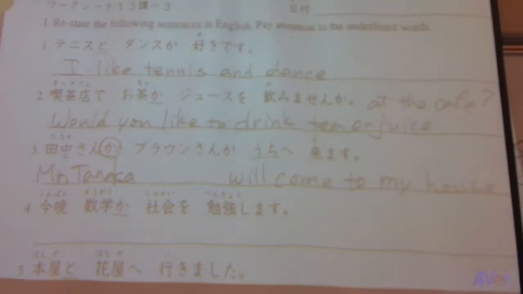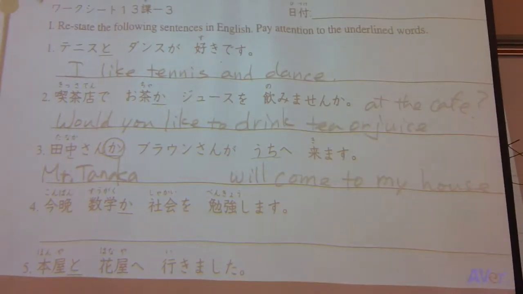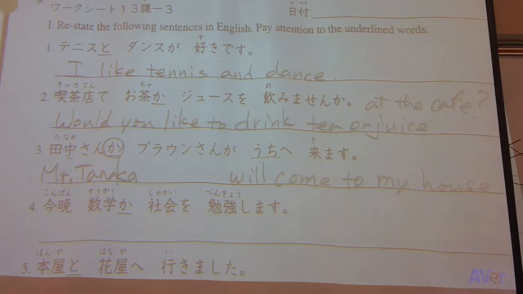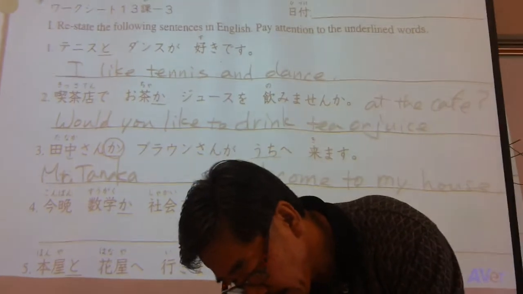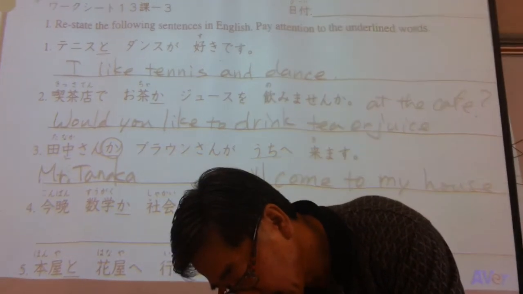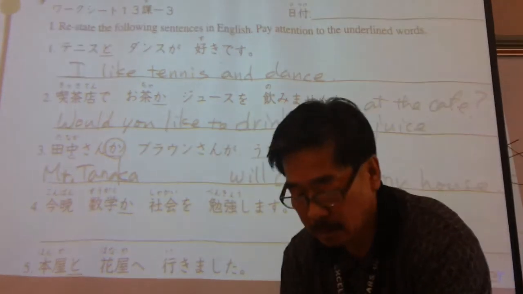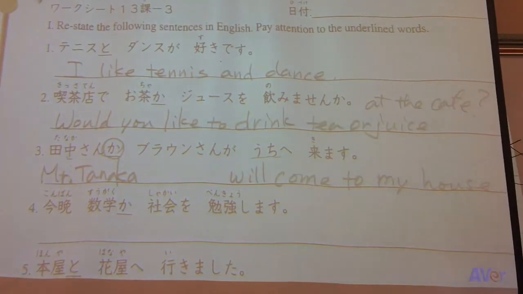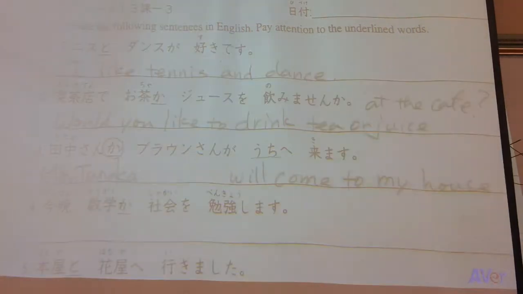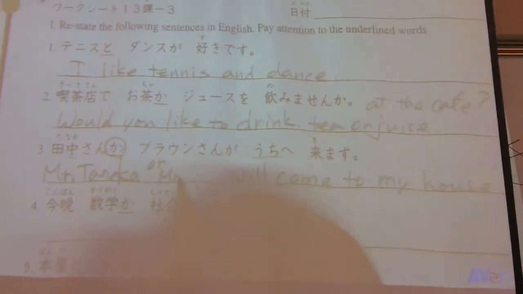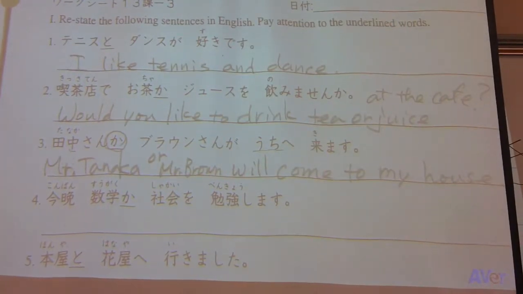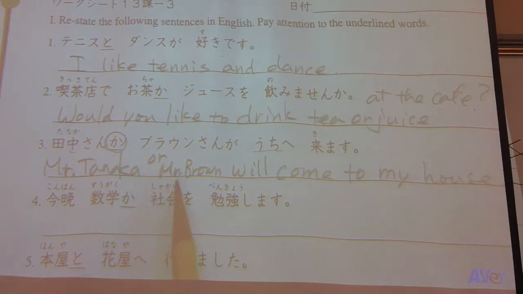So yesterday I asked you to make two sentences, but you didn't make it. Right? You didn't make it. So, Mr. Tanaka or Mr. Brown will come to my house. Okay? Mr. Tanaka or Mr. Brown will come to my house. Okay, that means ka.